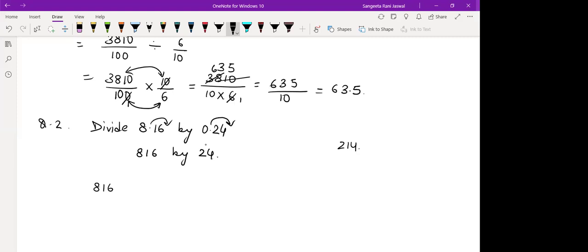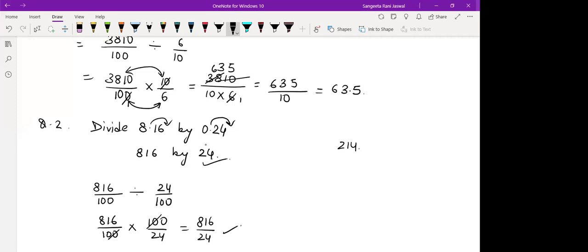Otherwise, there is another way, the one we were doing, converting to fraction. 816, when we convert this to fraction, it is like this. Divided by 0.24, when converted to fraction form, it will be like this. Then again you apply the KCR thing: keep the first number as it is, change the sign, reciprocal of the other number. So 100 and 100 are in the numerator and denominator, so they cancel. So the number left with you is 118 by 22. And here also we have got the same thing.